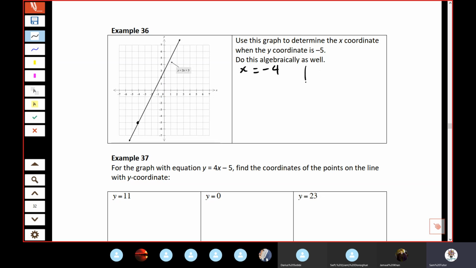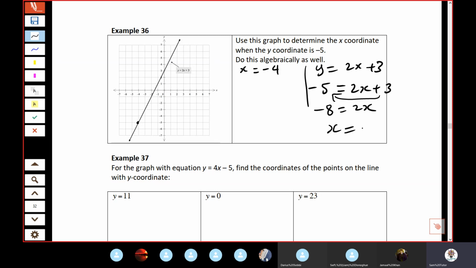So we know the equation. That's literally what I was just teaching you above. You know the y coordinate is -5. So what do I do? What do I make -5, the y or the x? The y. And what are you solving for? X. That's it. -5, -3, -8, because you would minus this to bring it over. The opposite of +3 is -3. And then you'll divide by 2. So x equals -4, same answer, graphically and algebraically.